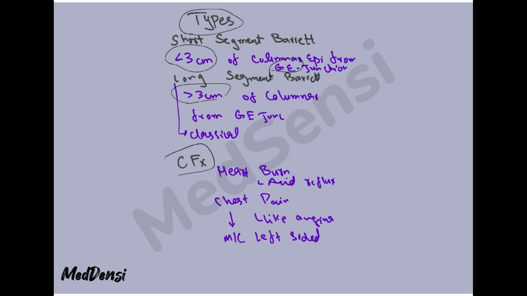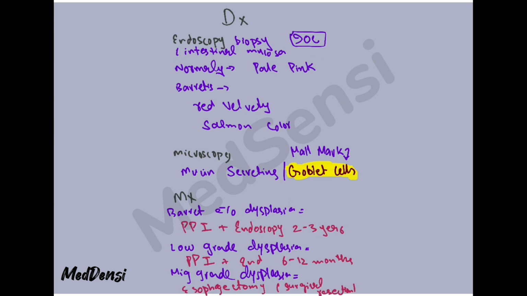The clinical features include heartburn, which is due to acid reflux from the stomach into the esophagus, or chest pain, which is like angina. It is most commonly because of the acid reflux, and it is most commonly on the left side. Diagnosis includes endoscopy with biopsy, in which you can see the intestinal mucosa in the esophagus.